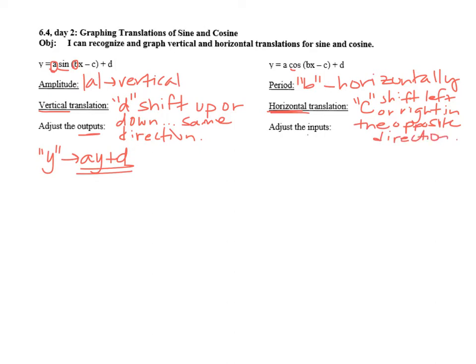To figure out your inputs, this is going to be the new x values. We take our bx minus c. So if there's anything in parentheses with an x, we set that whole thing equal to 0. Instead of just the bx part, we have to do the whole thing. And then we set the other part equal, not plus, it still says minus, whatever the inside of the parenthesis is. Bx minus c, we set it equal to 2 pi. This will be our new start. And then this will be our new finish.